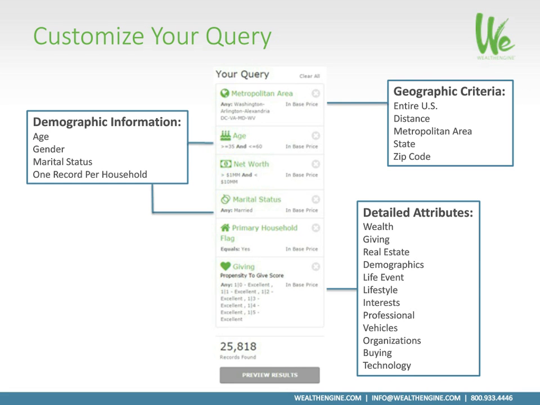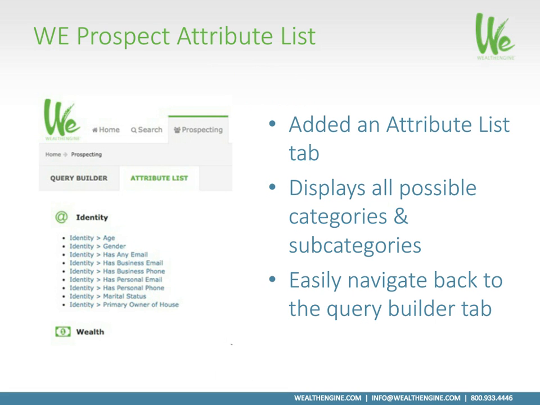One of the things that I will show you later, but you see here within the screen, is we have added a new feature to the WeProspect tool to make it easier to understand just how many attributes Wealth Engine has and how to use that list in a functional way and be able to clearly identify what items we have and what groupings and subgroupings they're listed under. So when you log in to WeProspect, you can click on the Attribute List tab, and from there, all of the different attributes will be displayed by category and then subcategory.